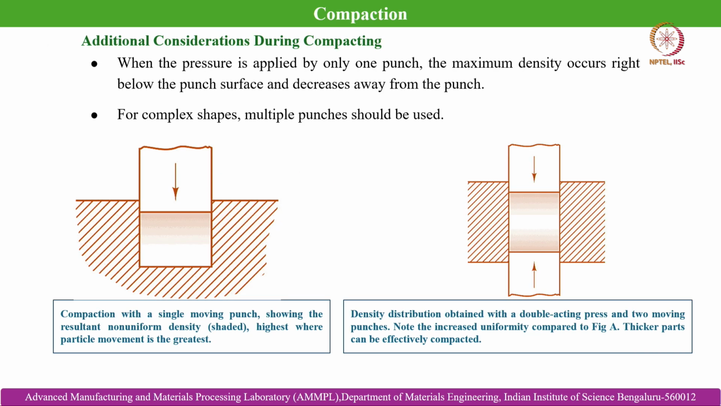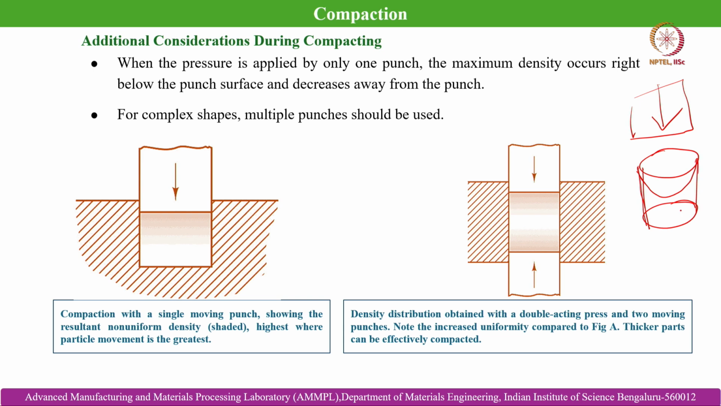So, additional considerations during compacting. When the pressure is applied by only one punch, the maximum density occurs right below the punch surface and decreases away from the punch. So, this is a typical case. Assume that we are dealing with a cylindrical specimen. What happens if we are dealing with only one punch? Then there will be a density gradient, that means there will be higher density up to a certain depth from the top, where we are only talking about a top punch system, and then the density will be lesser towards the bottom of the cylinder.